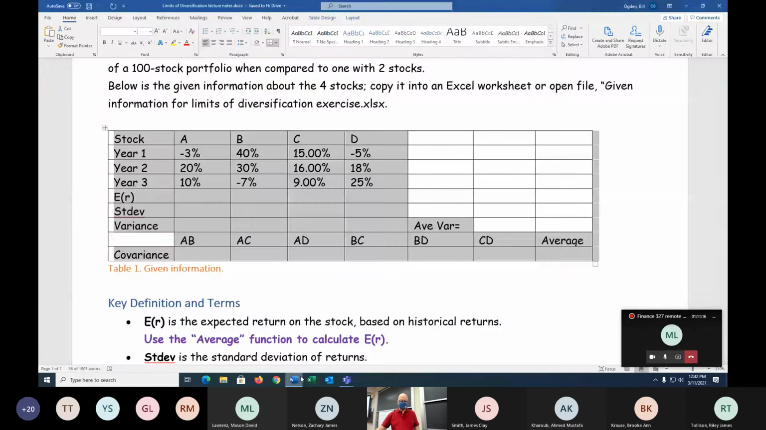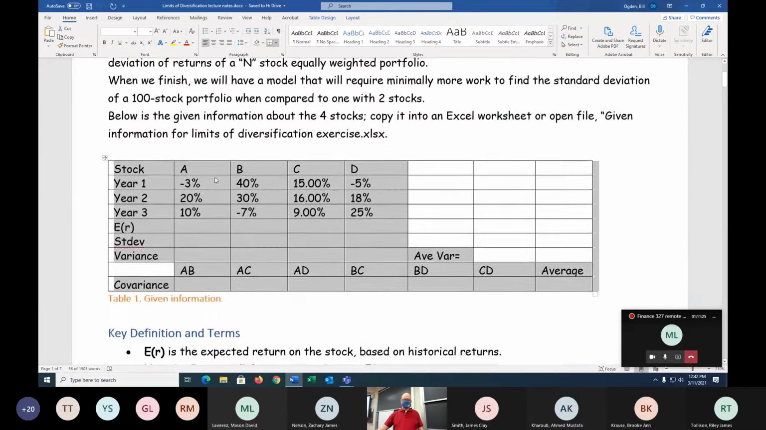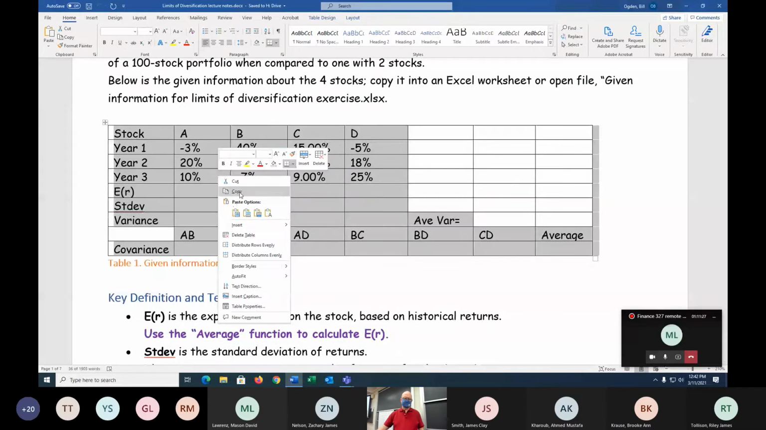Okay, what I'd like you to do is go to the Word file for chapter 7, and then the first table you run into, drop that into an Excel file.